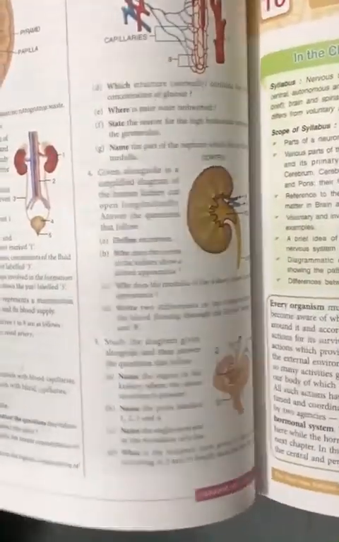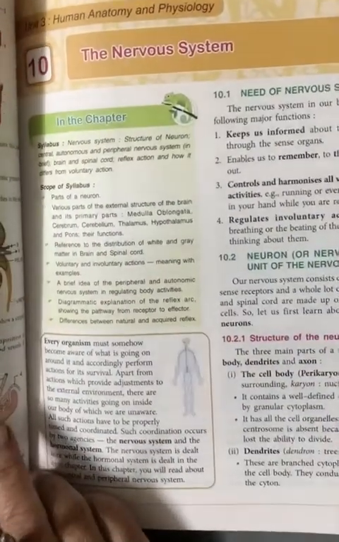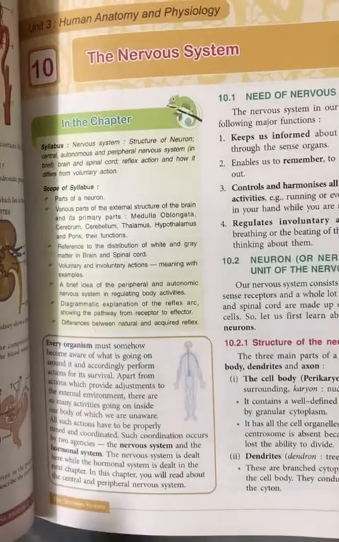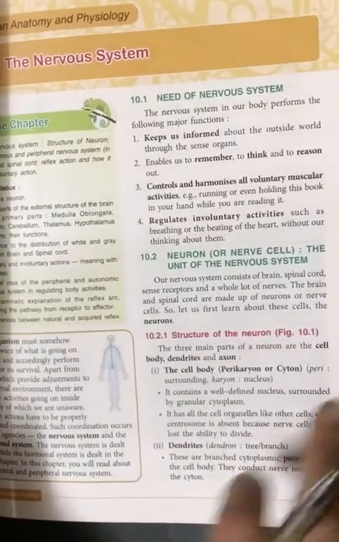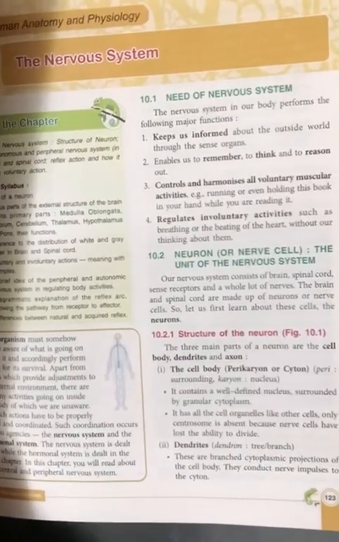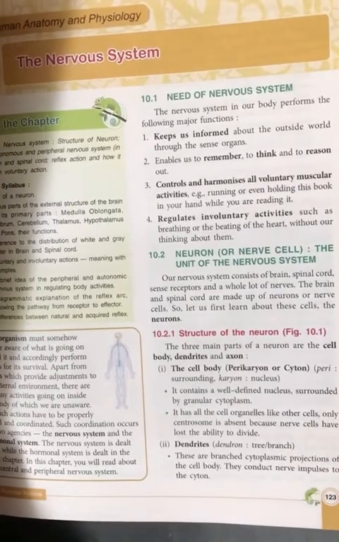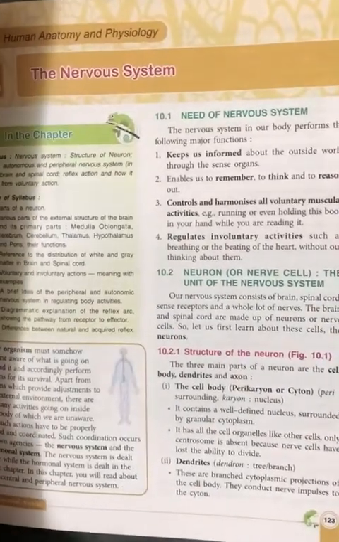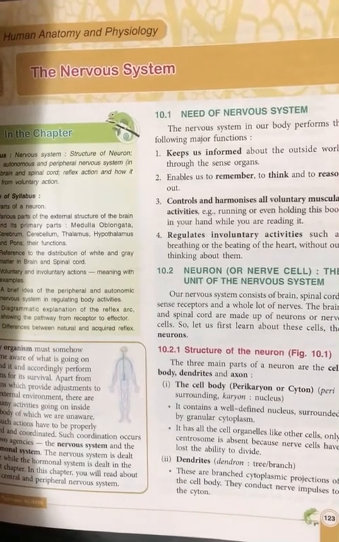Good morning, students. Today we are going to start with a new lesson, nervous system. In this first part I am going to do the introduction, that is, why do we need nervous system? Or what is the need of nervous system? Number one, nervous system keeps us informed about the outside world through the sense organs.